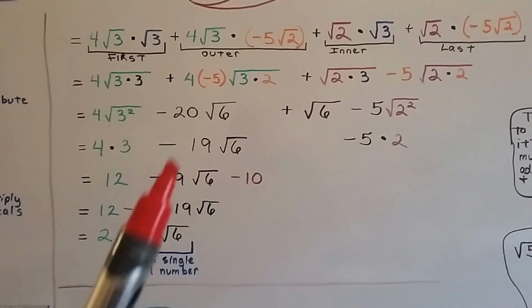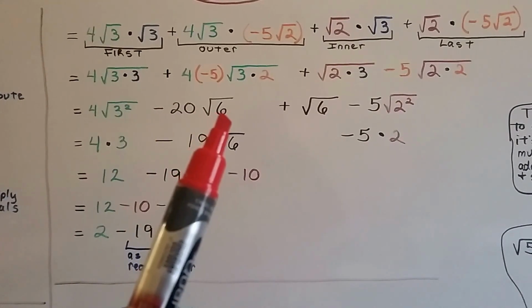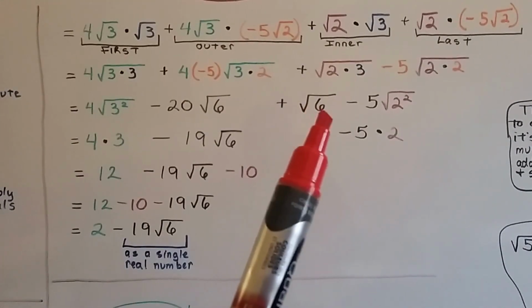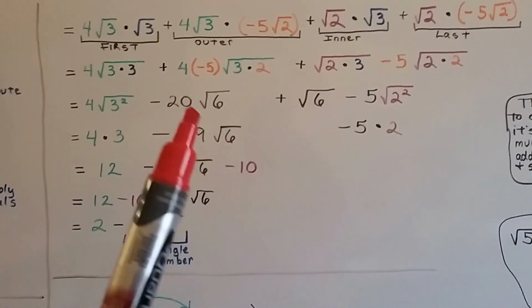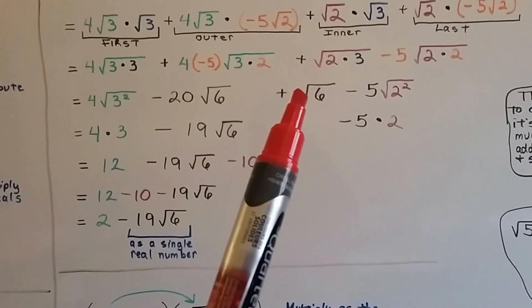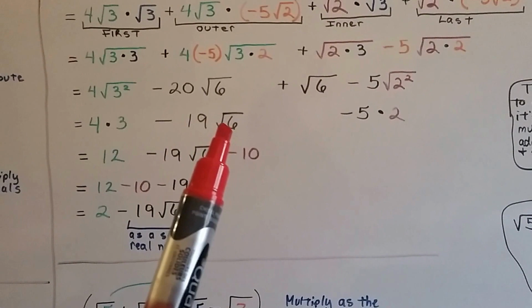So what's going to happen is, because we have this negative 20 times square root of 6 and this positive square root of 6, there's an invisible 1 there. If we have a negative 20 and we're adding a 1, we're going to get a negative 19 square root of 6.